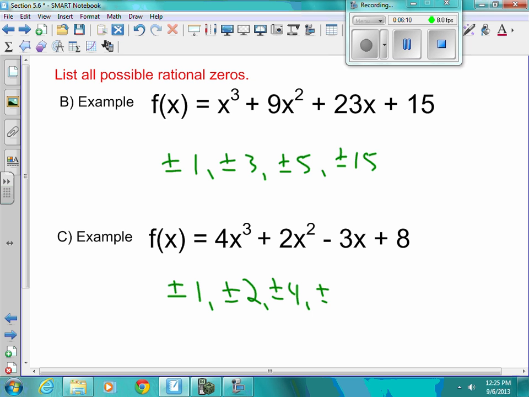Remember, we don't have to write repeated zeros or possible zeros. So if an answer repeats, if it's a fraction that reduces to another fraction, hint, hint, we don't have to write it more than once. Okay, so try those problems, those are the answers, see if you can find all those zeros as you go through the problems.